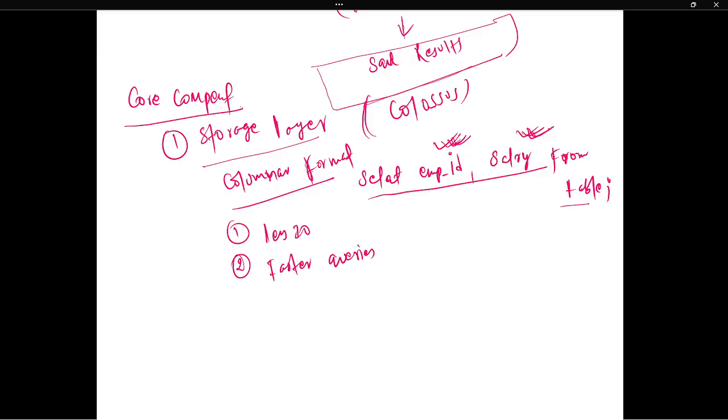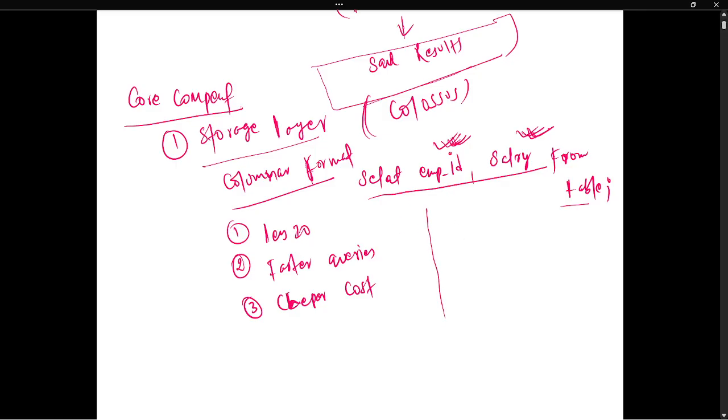Then third is the cheaper cost. And the other features we have are automatic compression and automatic replication. These are the features of the storage system.